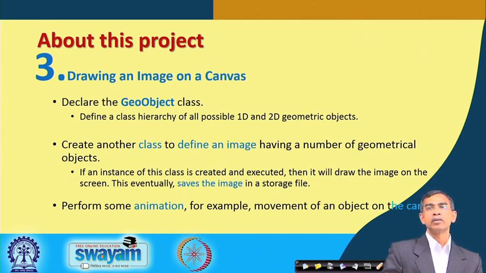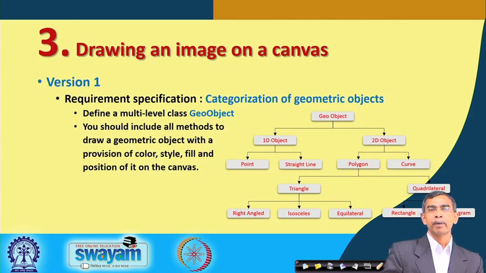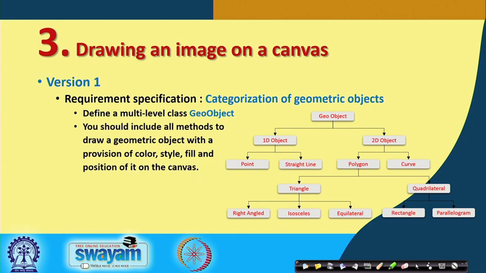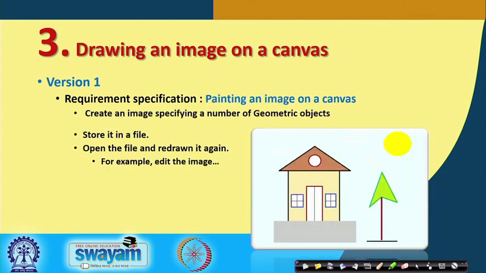Now, let us see step by step how we can approach the implementation of this project. First, you should have a repository where all the objects of different types and how to draw them are defined in your own class declaration. You can name this class GeoObject. Once this class is declared, an object of this class can be used to create your own image. Here is an example of how an image will look.